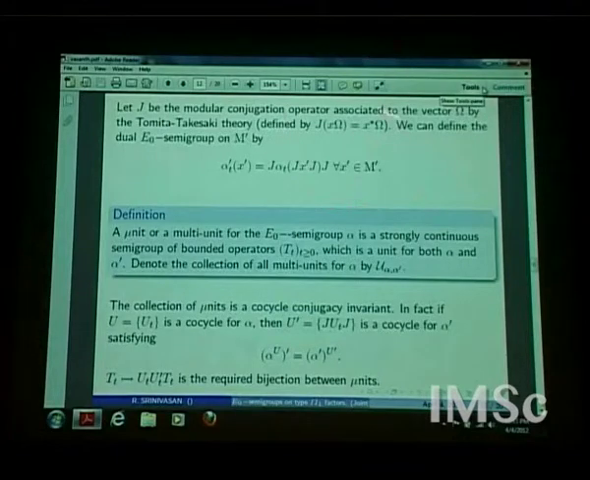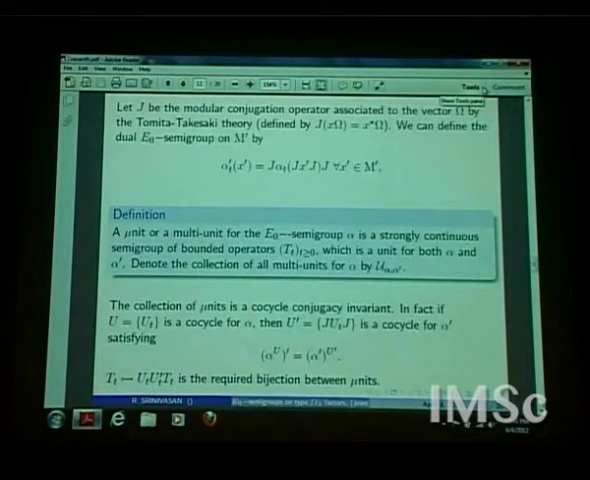Since this is a II₁ factor, there is Tomita-Takesaki theory. If you don't know Tomita-Takesaki theory, it's all right. You can always define the operator xΩ going to x*Ω, which in the II₁ factor case is not a linear operator but a conjugate linear operator, and it will be anti-unitary. So what is called an anti-unitary?